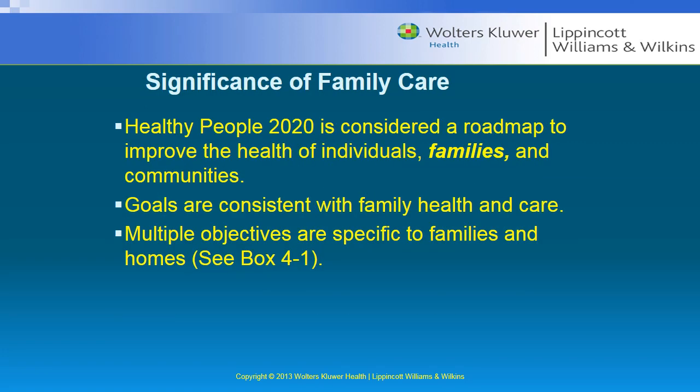We know that family care is significant. Healthy People 2020 is considered a roadmap to improve the health of individuals, families, and communities. The goals are consistent with family health and care, and many of the objectives are specific to families and homes. If you look at box 4-1 on page 80 in your textbook, you see that Healthy People 2020 includes family implications.